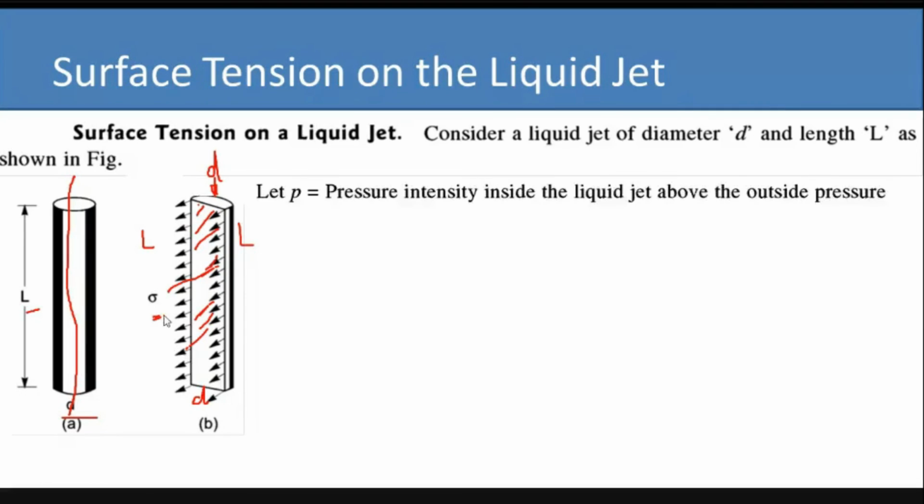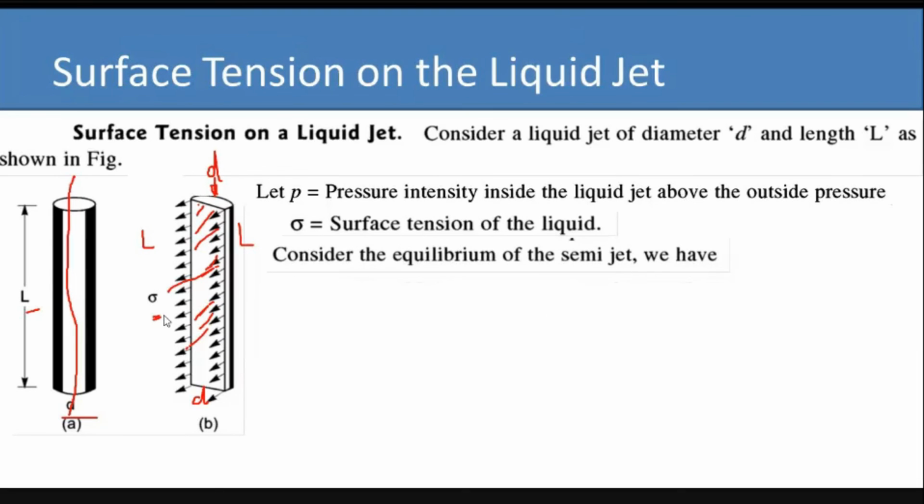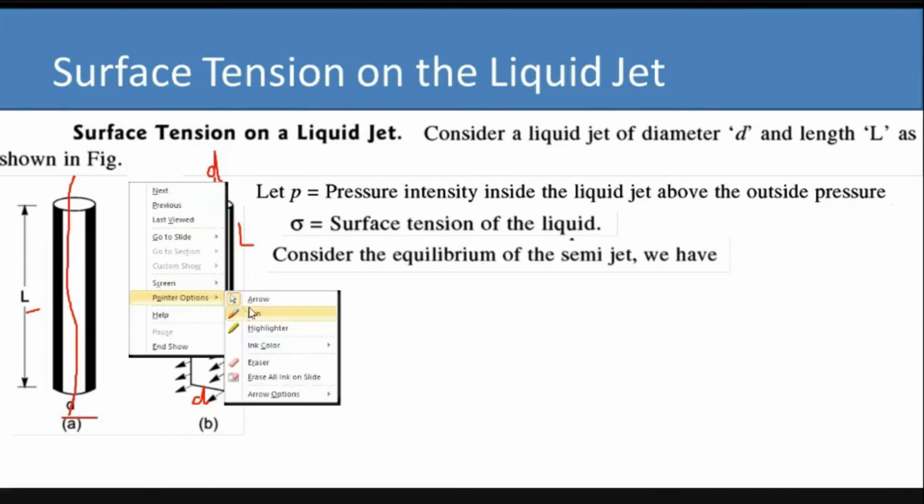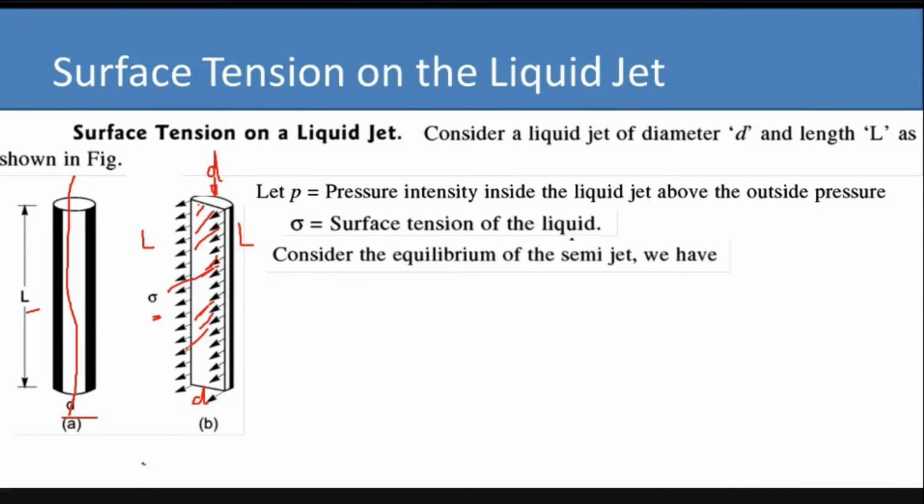The surface tension force F is sigma into the perimeter, so sigma into 2L plus 2D. But here D is very small as compared to L, so we can say it is simply sigma into 2L.